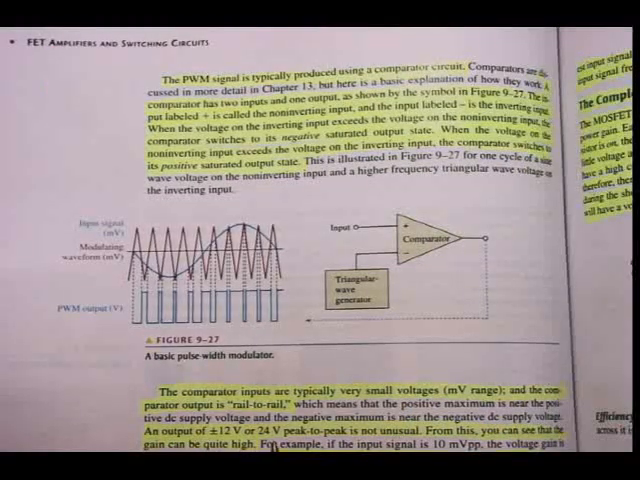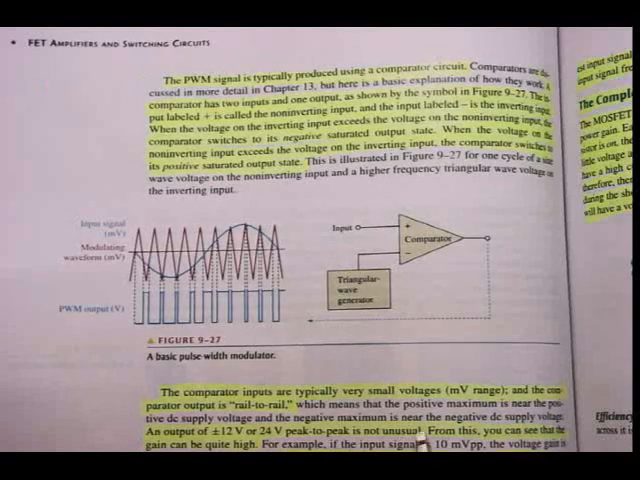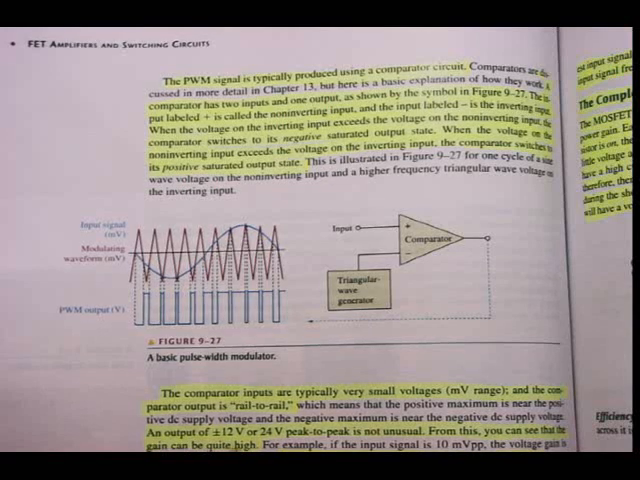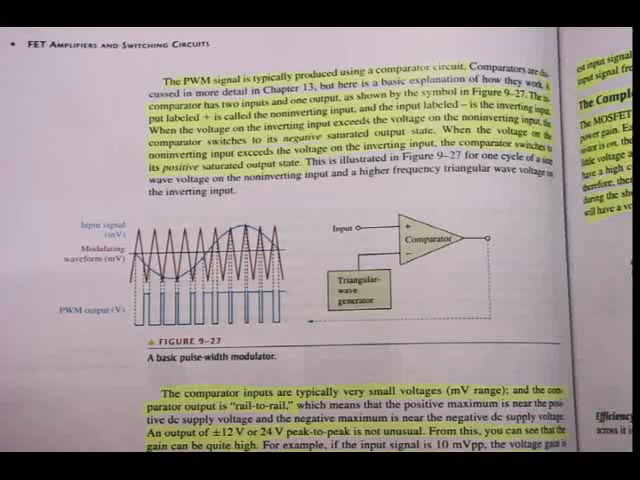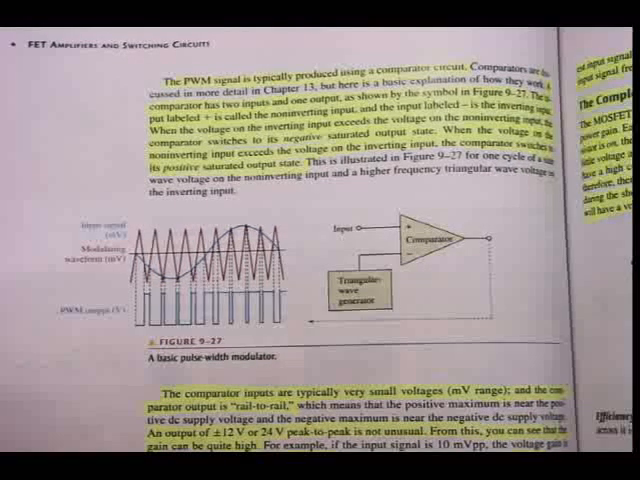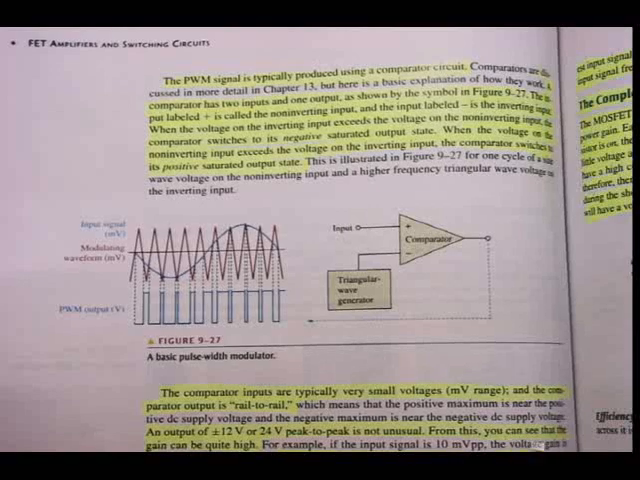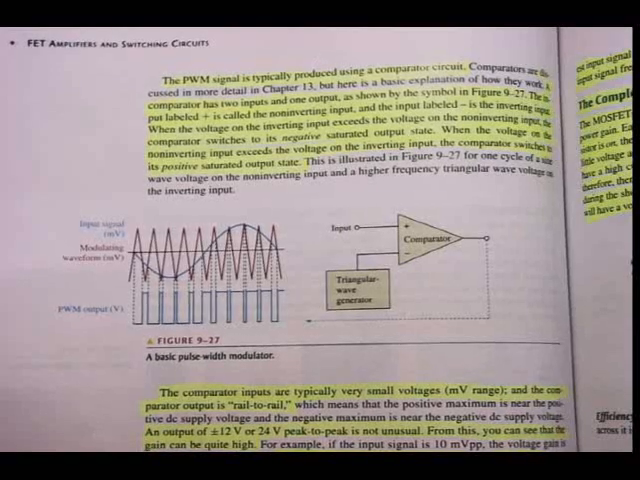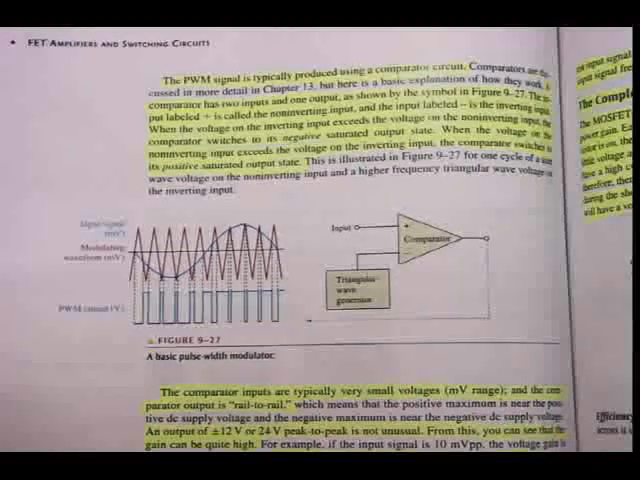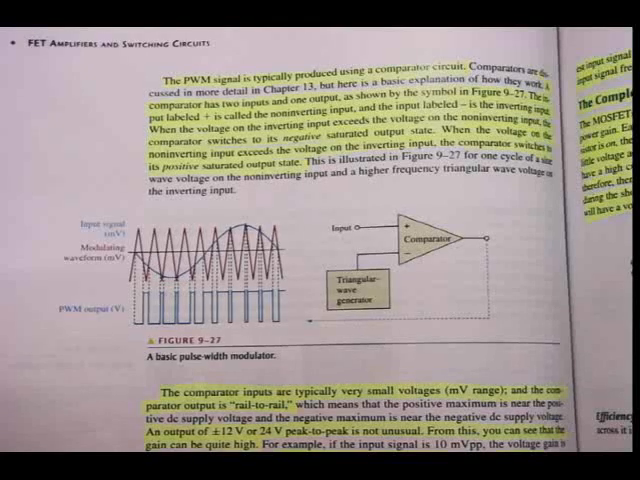I also underlined here, an output of plus minus 12 volts or 24 volts peak to peak is not unusual. From this you can see that the gain can be quite high. What is the gain again? Output voltage over the input voltage. Now, for example, if the input voltage is 10 millivolts peak to peak, the voltage gain is going to be 24 volts peak to peak divided by 10 millivolts peak to peak, which is 2400.